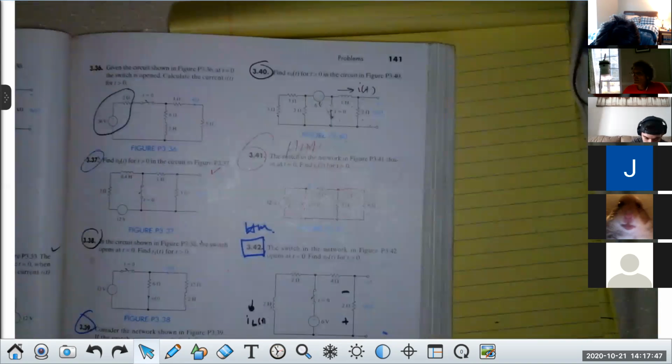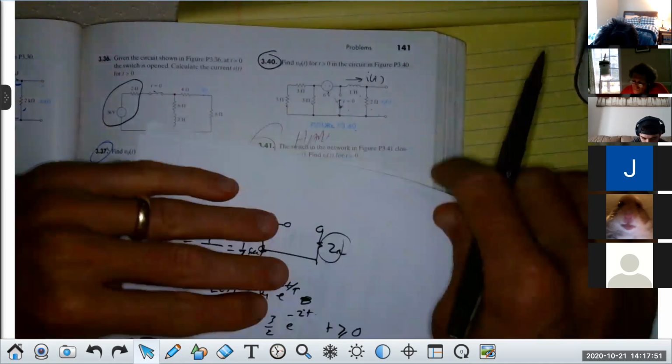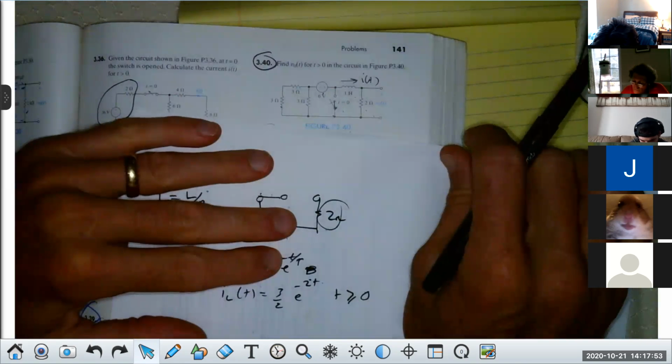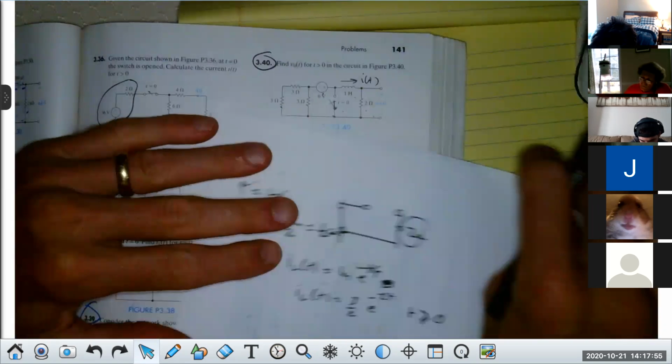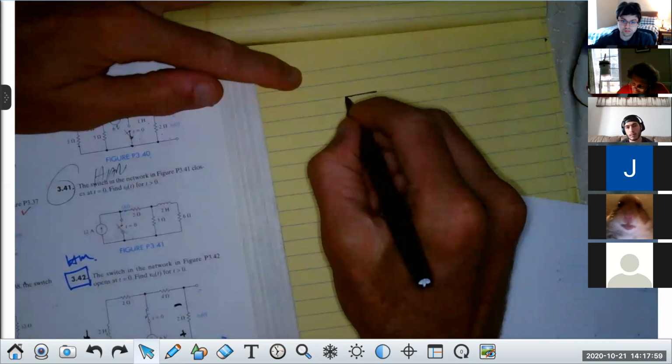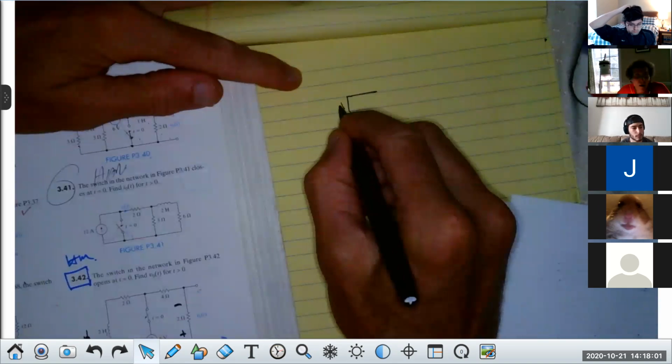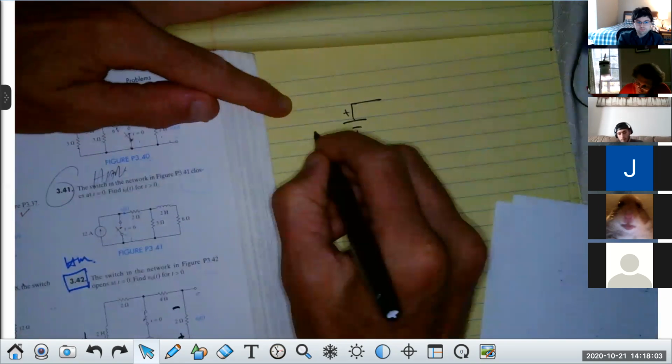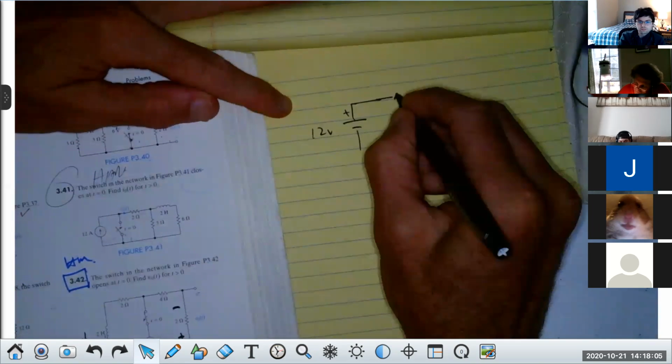Real quick before we move on, I'm still slightly confused as to why when the switch closes it completely cuts off the rest of the circuit. Okay. Let me ask you this. If I have a battery, I hope you can see this. I can. Just make it 12 volts. And I have a resistor, 2 ohms.